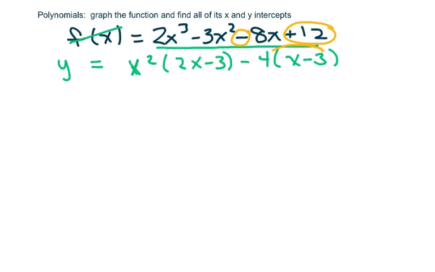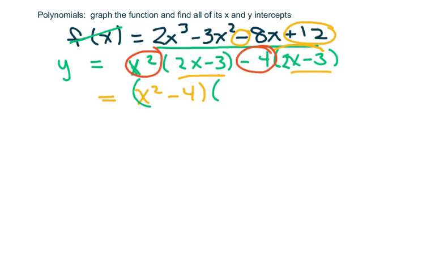So now that these two are the same, I can put this together as x squared. I'm pulling these two together: x squared minus 4, and it should be a 2, sorry. And since these are the same, and then times 2x minus 3. All right, these two are the same, and when you have those the same like that, you can factor by grouping.